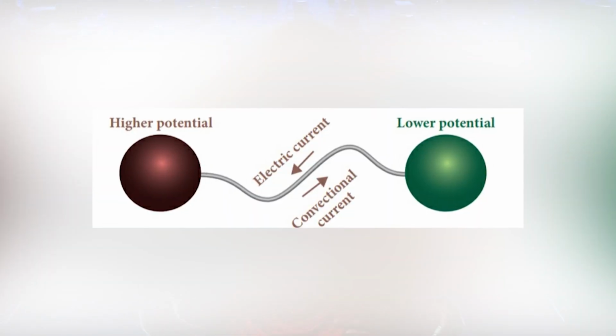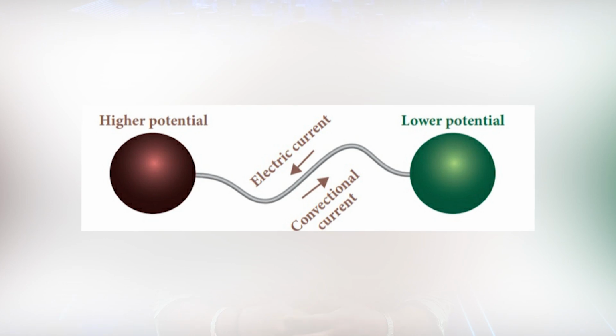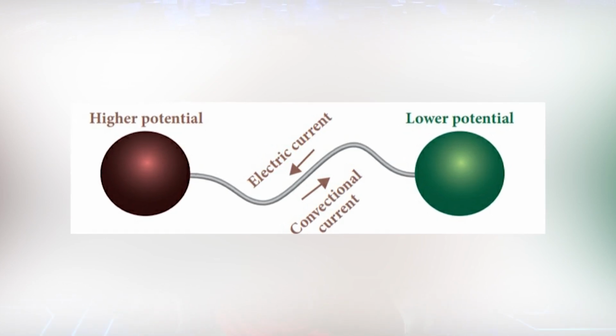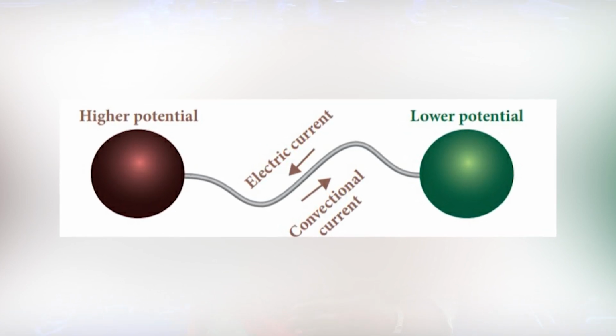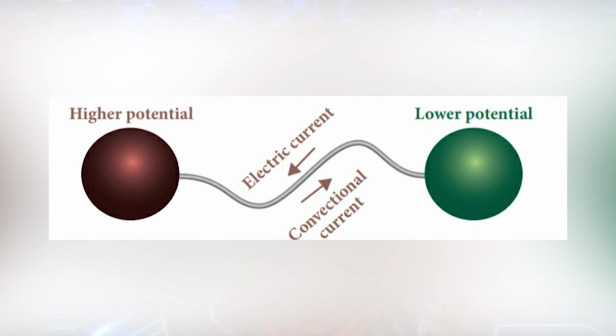Now, I am going to explain about electric current. Take two metallic spheres. One is having more negative charge, that means excess of electrons. And the other one is having more positive charge, that means deficiency of electrons. When we connect them both with the help of a metallic wire, excess of electrons from the negatively charged sphere will start flowing towards the positively charged sphere. Then this flow continues till the number of electrons in both spheres is equal.